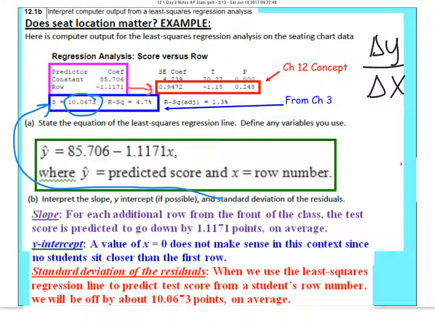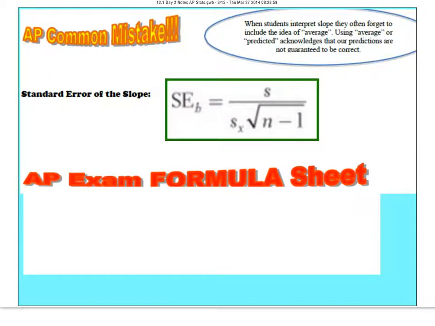So let's dive into this. The standard error for the slope has a little sub b on there to help keep it straight. What it is, is the standard deviation of the residuals divided by the standard deviation of the x values only, and then you times it by the square root of your sample size minus 1. I've never seen the AP board ask you to calculate this. I have seen them give you this information and ask you to interpret it in context. So do know, it's on the formula sheet.